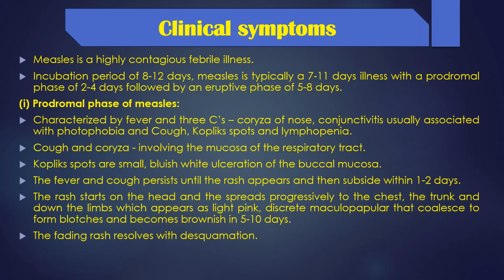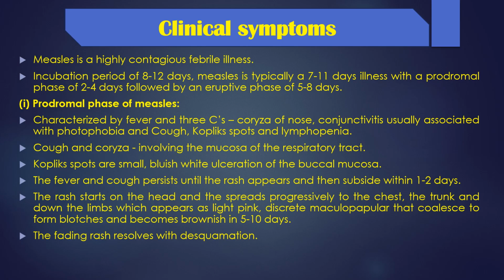Clinical symptoms. Measles is a highly contagious febrile illness. After an incubation period of 8 to 12 days, measles is typically a 7 to 11 day illness with a prodromal phase of 2 to 4 days followed by an eruptive phase of 5 to 8 days. The first phase, the prodromal phase of measles, is characterized by fever and the three C's: coryza of the nose, conjunctivitis usually associated with photophobia, and cough.